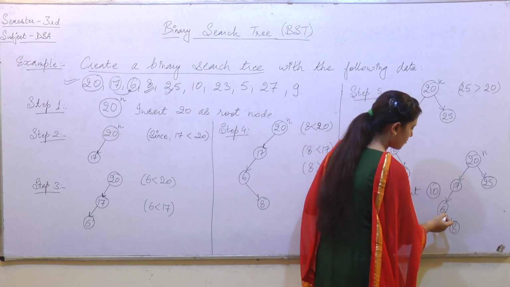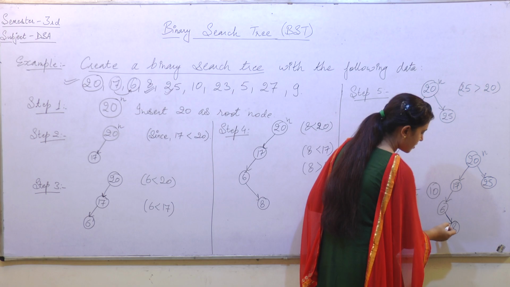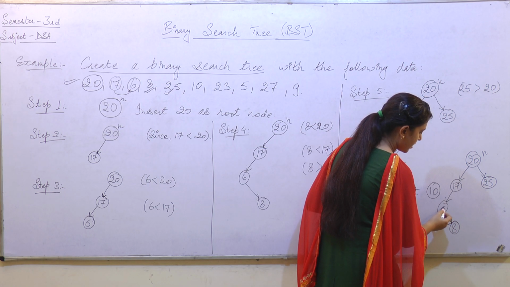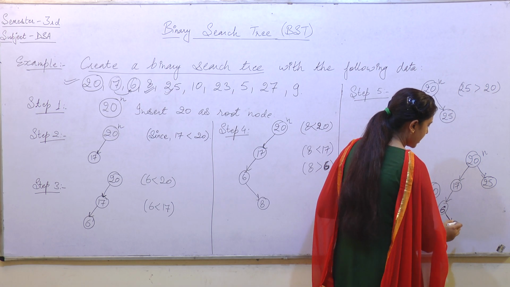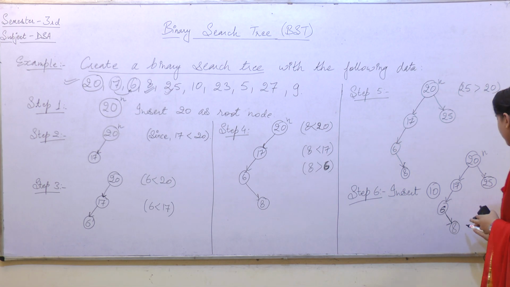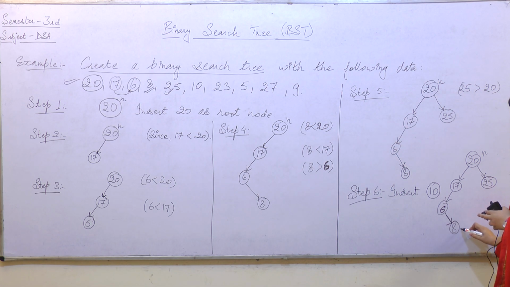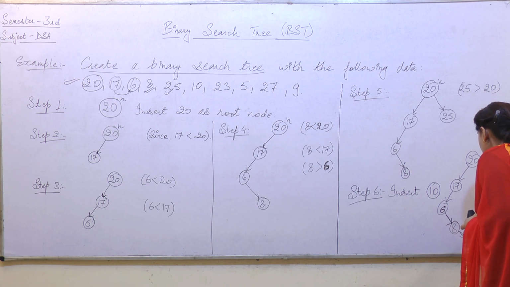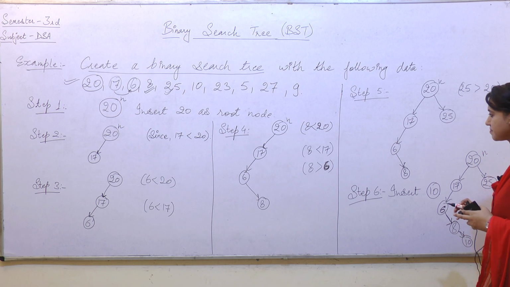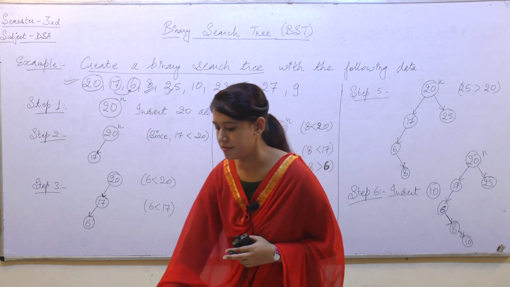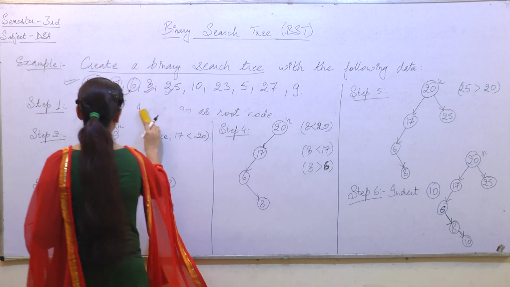Now we will move towards the right side of our node 6. Here comes the next node 8. What we will do, we will compare now 8 with 10. Since 10 is greater than 8, so 10 will be inserted on the right side of our node 8. Okay.